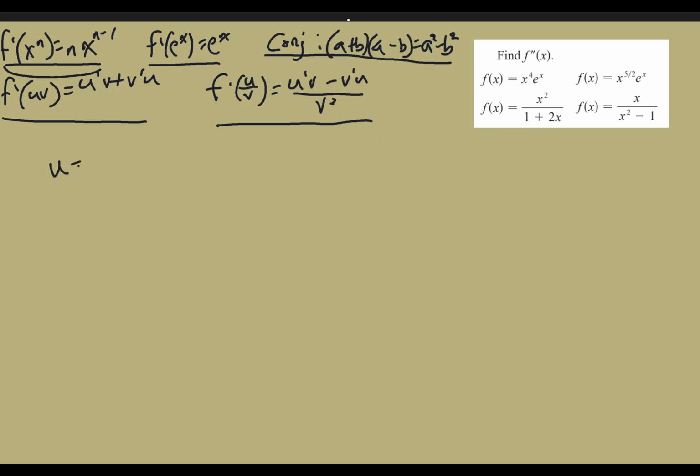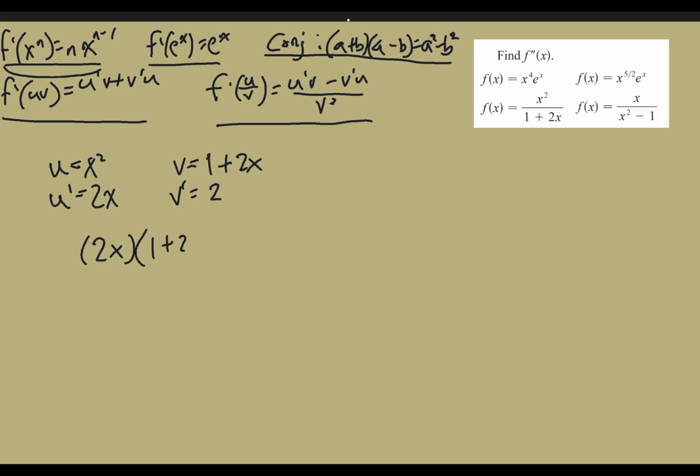Well, the numerator we know is x squared. I hope you know that. That makes u prime equal to 2x. And what's our denominator? 1 plus 2x. So v prime, you must know, is going to be 2. Right? So let's apply the quotient rule now that we know what the numerator and denominator are and what their derivatives are.